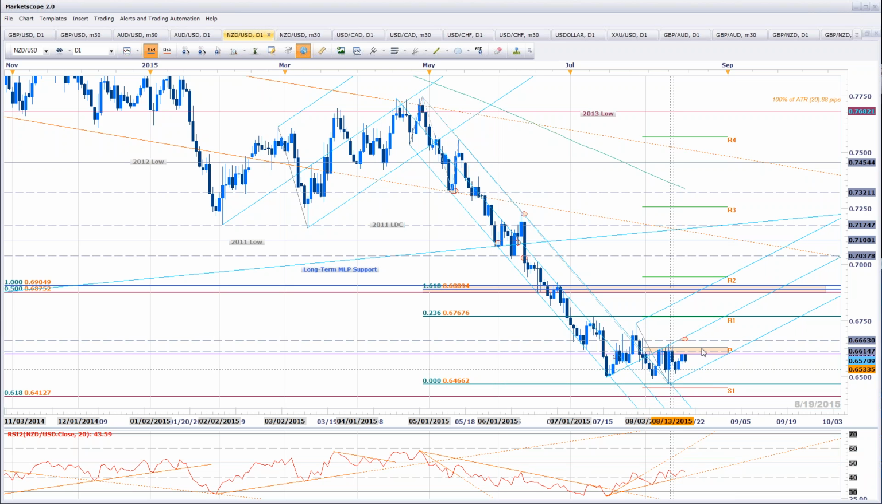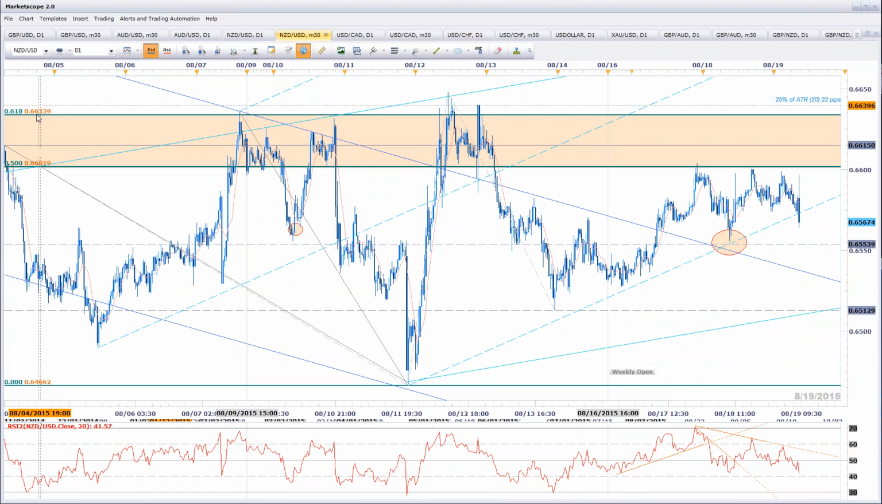66.30 is not only the central monthly pivot, but also if you take a look at this on the near-term chart, 66.30 also represents a basic 618 retracement from the decline of that late July high. So really stacked up here for the Kiwi dollar.